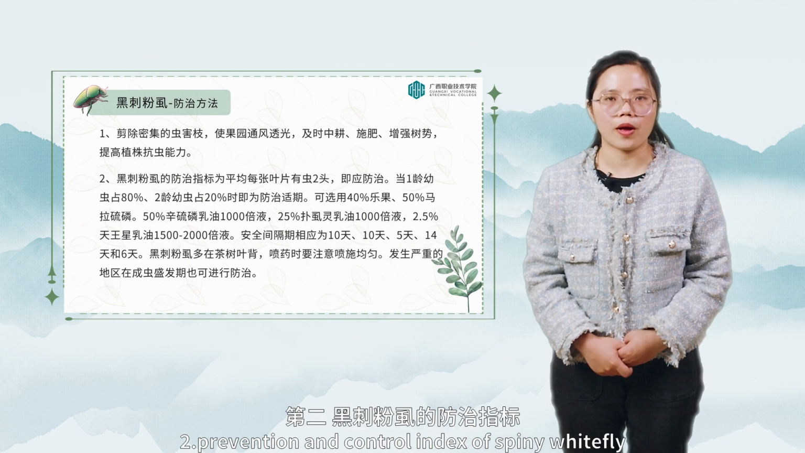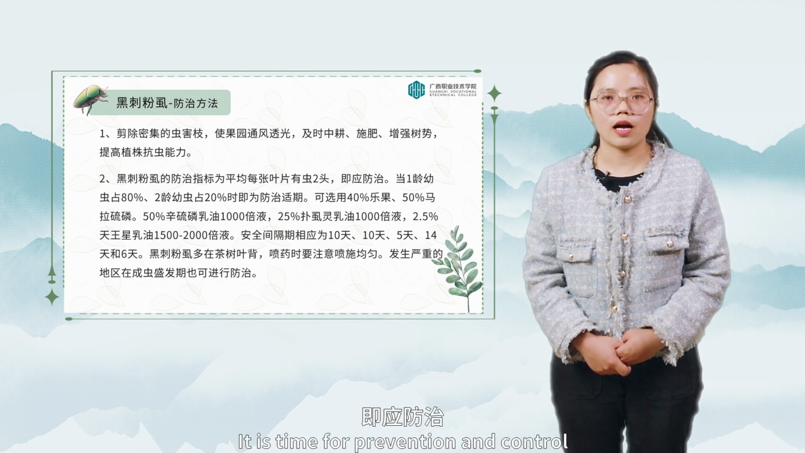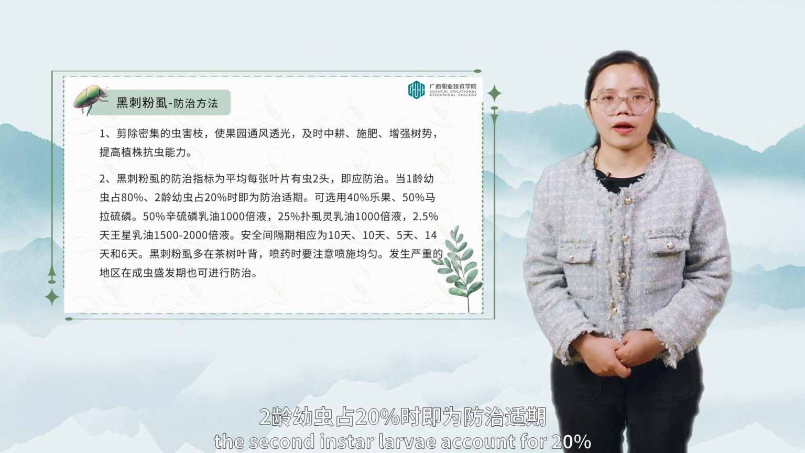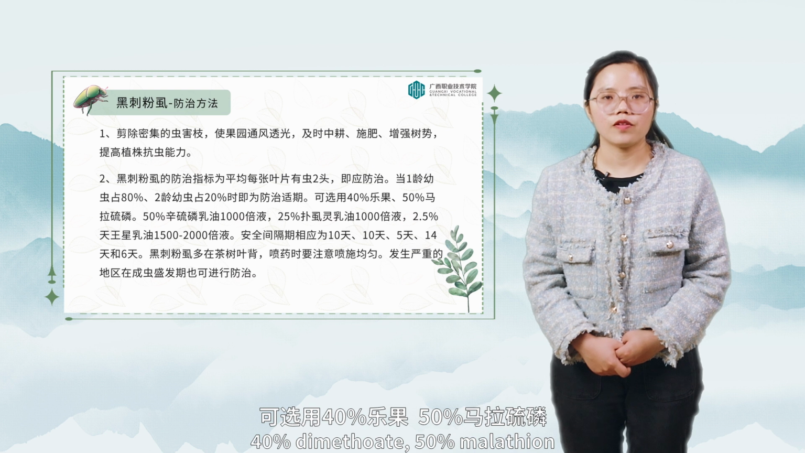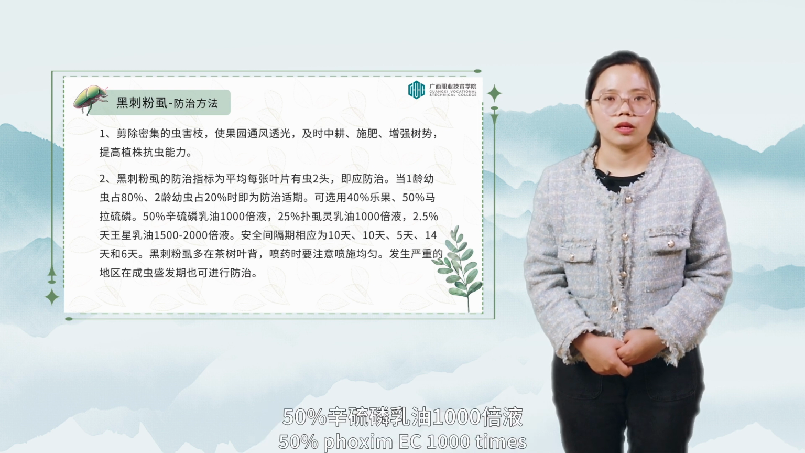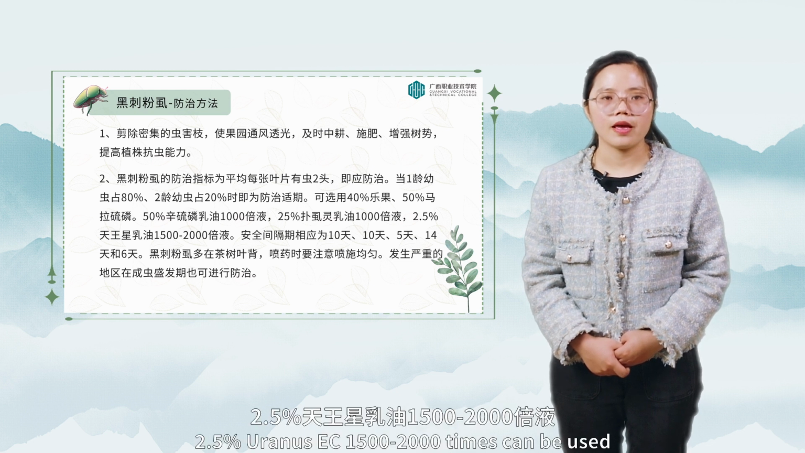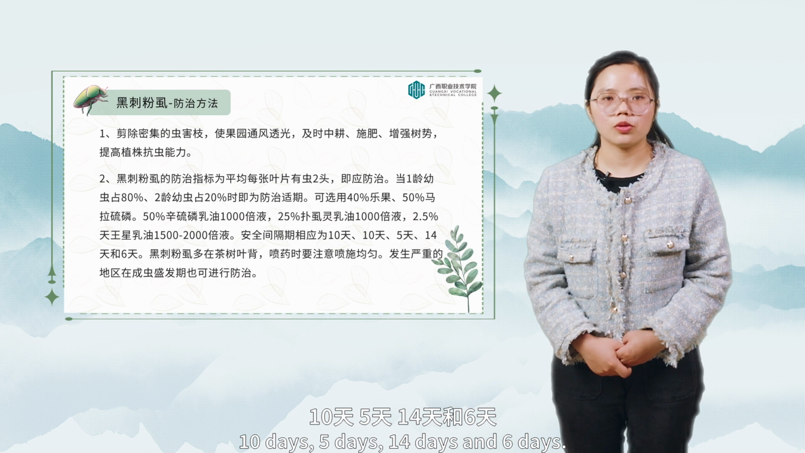The prevention and control index of spiny whitefly is that when there are 2 pests on each leaf on average, it is time for prevention and control. The suitable period for control is when the first instar larvae account for 80% and the second instar larvae account for 20%. 40% dimethoate, 50% malathion, 50% foxim EC 1000 times, 25% foxim EC 1000 times, and 2.5% Uranus EC 1500 to 2000 times can be used. The corresponding safety intervals are 10 days, 5 days, 14 days, and 6 days.